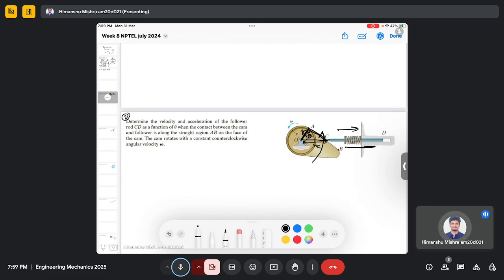Based on this, if my xc increases, then this CD will go in the backward direction, because if the cam is rotating in the counterclockwise direction, CD goes backward, and if it is rotating in the clockwise direction, then CD will move to the right-hand side. So it all depends on the magnitude of xc, the rate of change of xc in time.